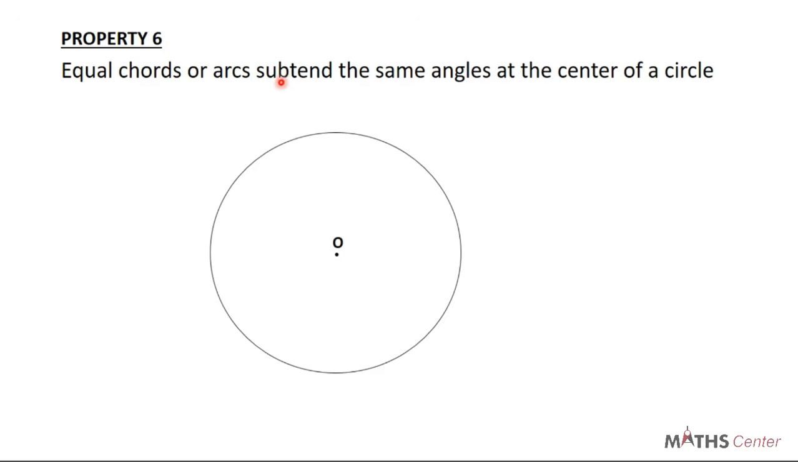Equal chords or arcs subtend the same angle at the center of a circle. So once again, let's say we have this circle with the center O. Now we have a chord called AB. We have another chord called PQ. Chord AB is equal to chord PQ. So if you draw a line from A to the center, you draw a line from B to the center, we know that this angle will be created. We draw a line from P to the center, we draw a line from Q to the center, we know that another angle will be created.